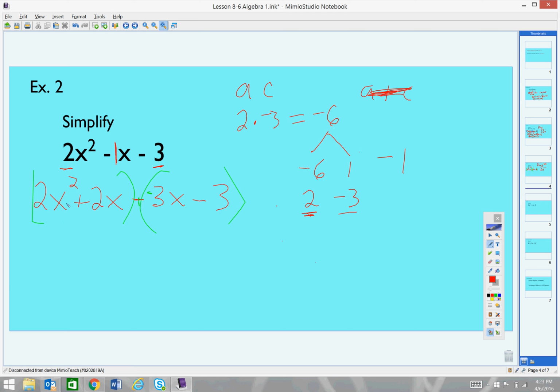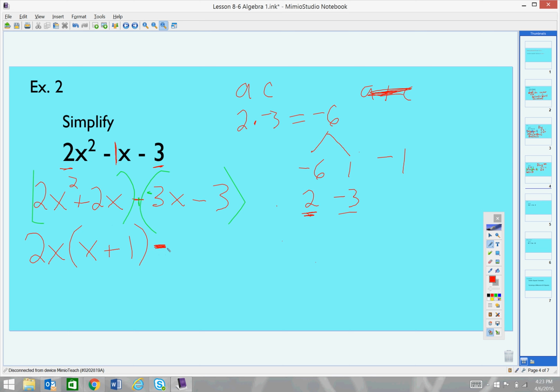What's in common between 2x squared plus 2x? Well, x is in common. Oh, and 2 is in common. So let's pull out 2x right now. What am I left with? Well, I'm just left with x. What am I left with here? I'm just left with 1. Okay, so 2x times x is 2x squared. 2x times 1 is 2x. Then I'm going to subtract.